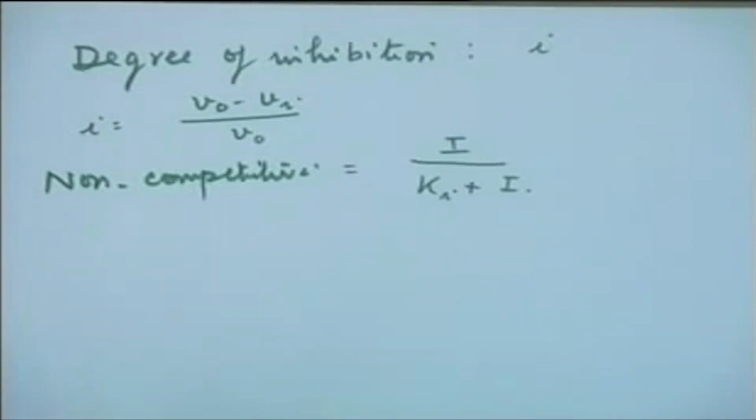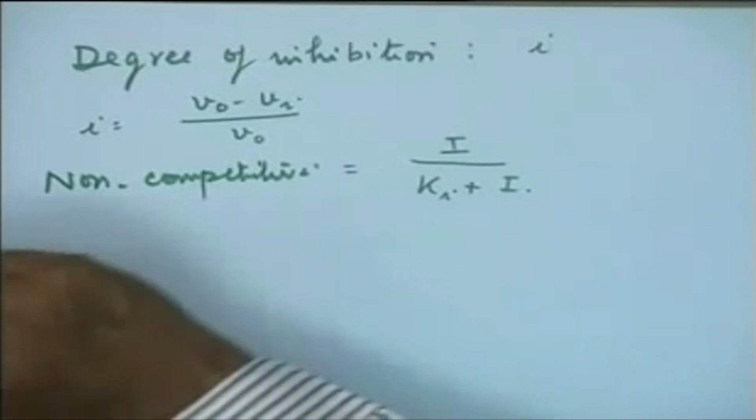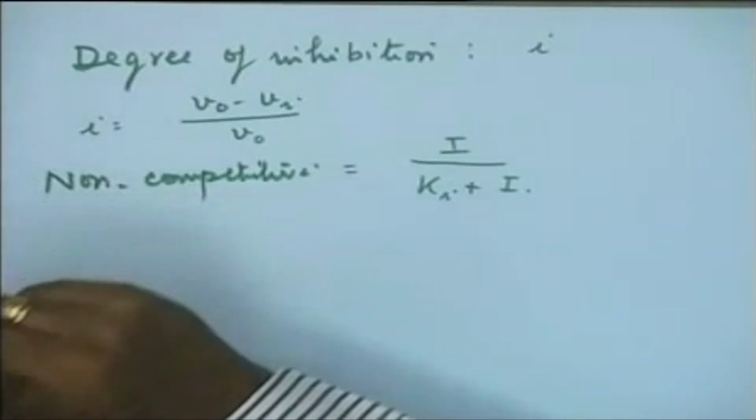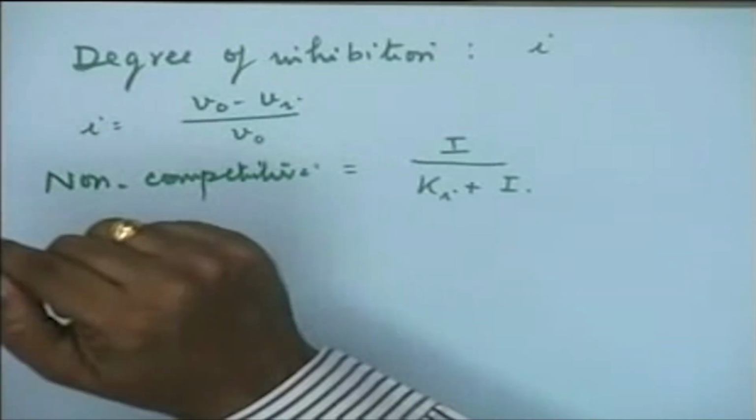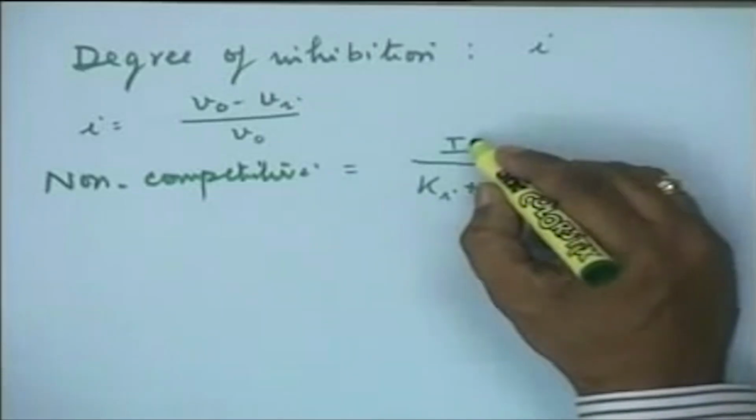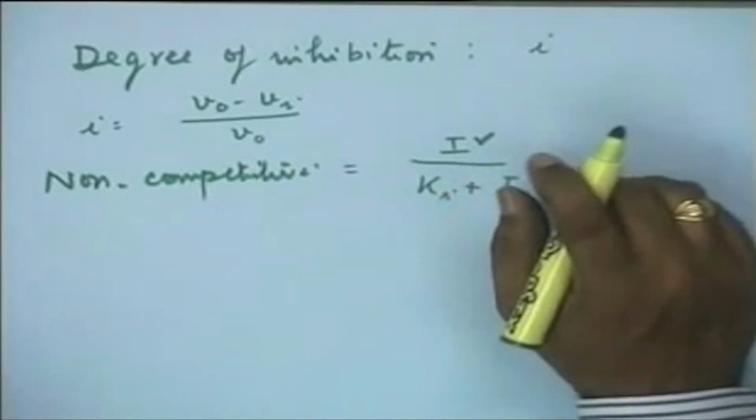Unlike in the case of competitive inhibition, where increasing substrate can significantly decrease the degree of inhibition, that means the extent by which the rate of the enzyme catalyzed reaction is reduced by the inhibitor can be reduced by increasing the substrate concentration in relation to the inhibitor concentration. In the case of non-competitive inhibition, whatever the concentration of substrate, it does not influence the degree of inhibition, and it is totally dependent on the concentration of inhibitor and the Ki.